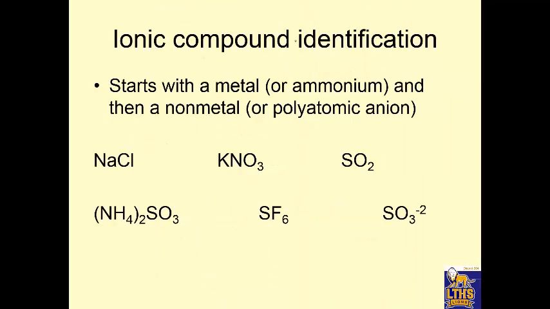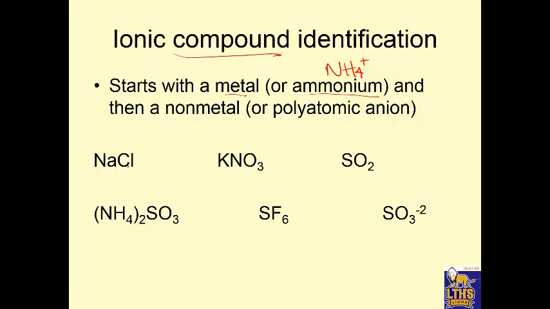So ionic compounds are compounds because they have 2 or more elements in them. But ionic compounds are special because they are going to either start with a metal or the polyatomic ion ammonium. They're going to start with a metal or this ion, and then there'll be a nonmetal with it or a polyatomic anion. Okay. So here are 6 things to look at.